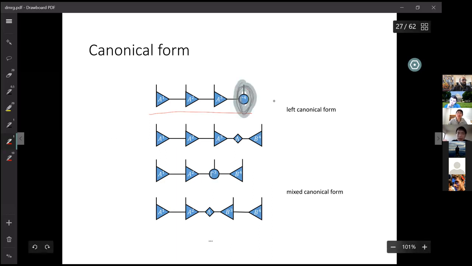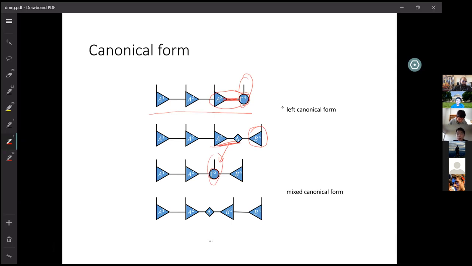We do this in the following way. We contract this bond and make this a big tensor. And we do SVD on this big tensor and split it into three parts. Now we find this part is good because it is already a unitary matrix. And we want to combine these two to become this circle tensor. By doing this, we have shifted the gauging center from the right a little bit to the left. And we can keep doing this to move the gauging center anywhere we want.